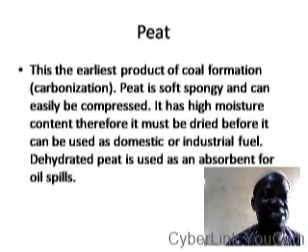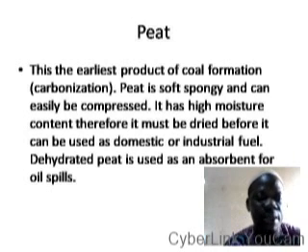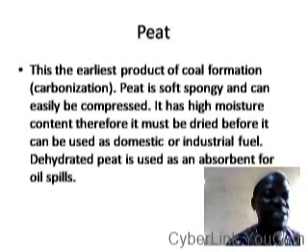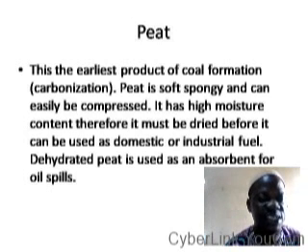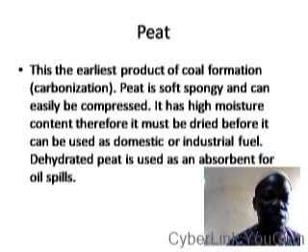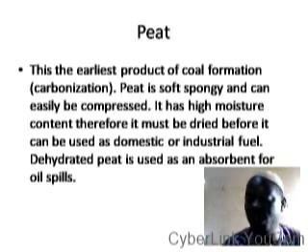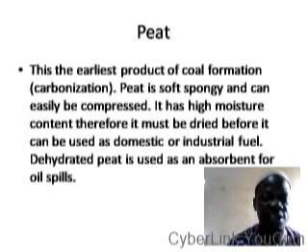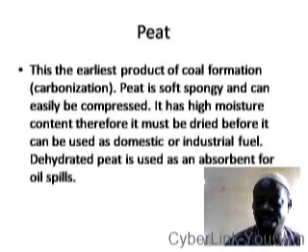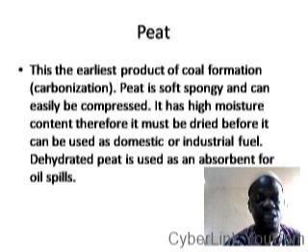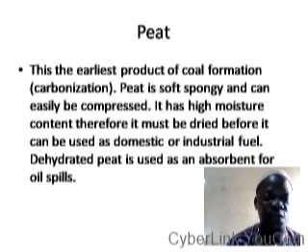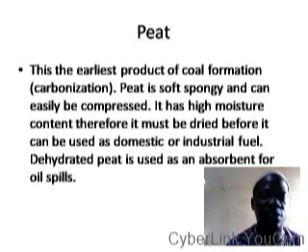And when it is dried, it is called dehydrated peat. And it is the one that is used as absorbent for oil spills. In oil producing areas, when petroleum is mined, you have spills of petroleum on the ground. Now to remove these spills, dehydrated peat is usually sprayed on the spills in order to absorb the oil.